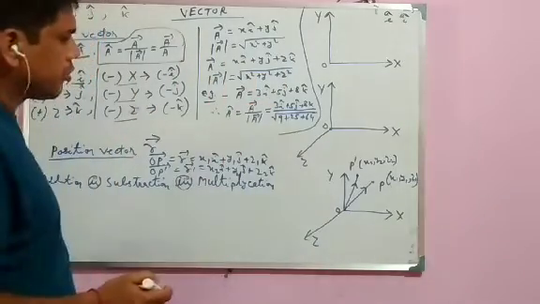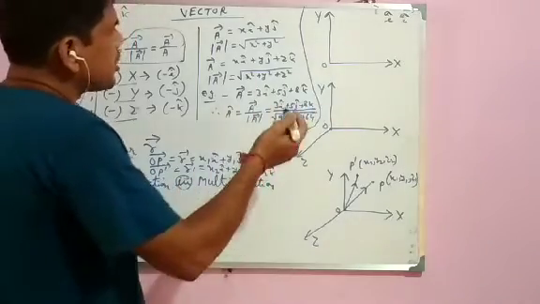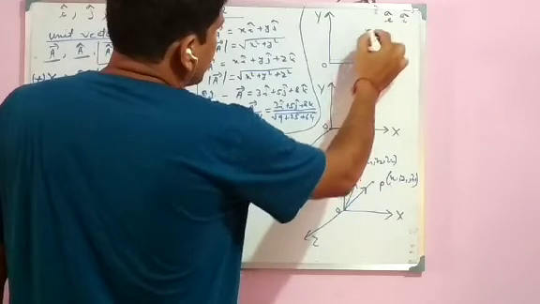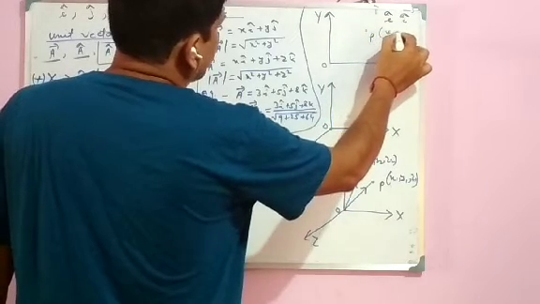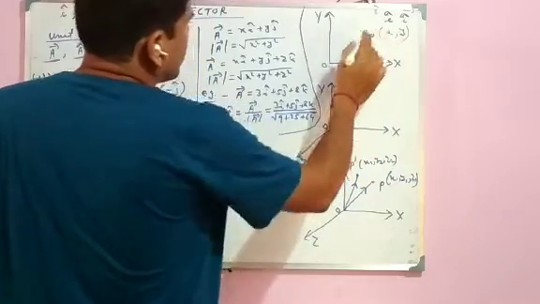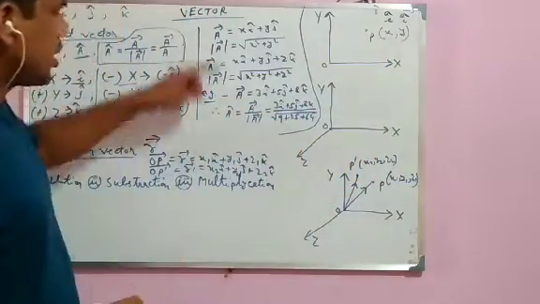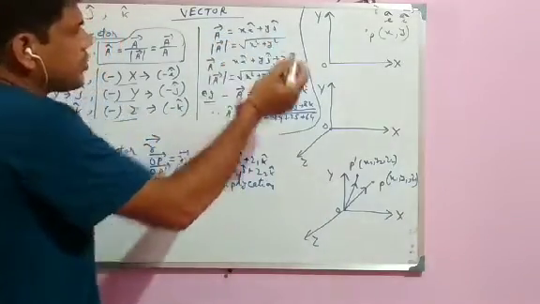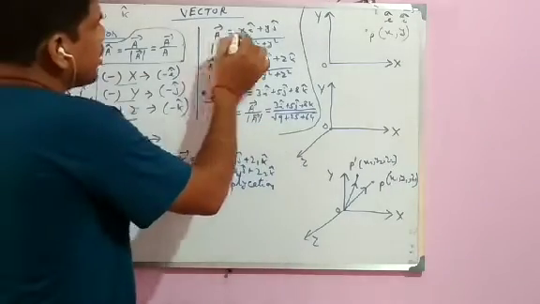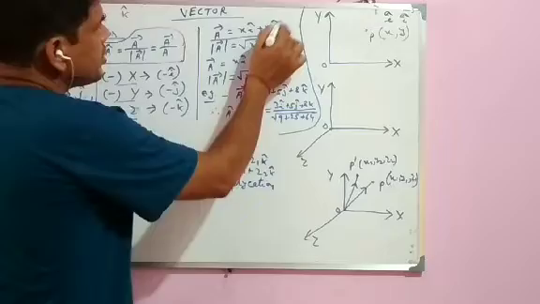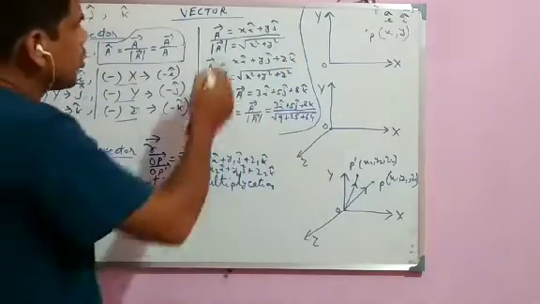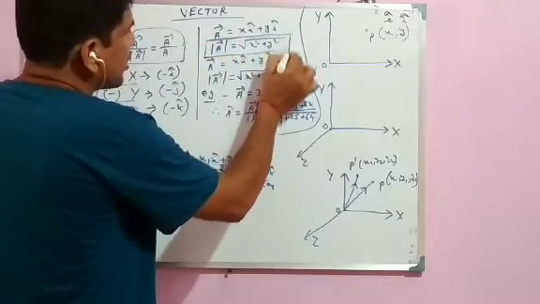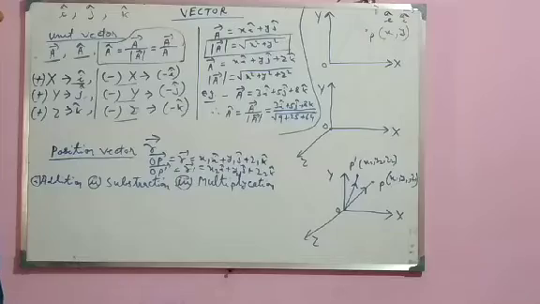Now suppose in 2 dimensions, let the coordinates of any point P be x, y. A vector is represented in terms of unit vectors in 2 dimensions as vector A equals x I hat plus y j hat. So mod of A, or modulus of vector A, equals root under x square plus y square. You have to memorize this formula.